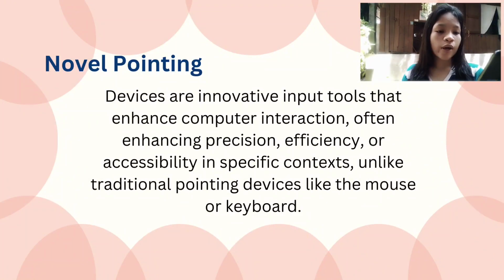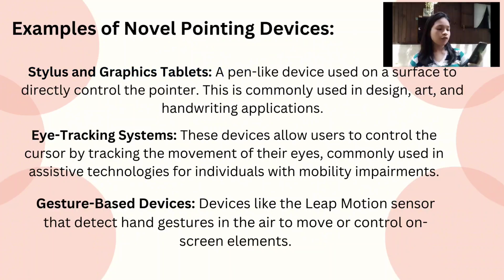These devices offer new ways of interacting with computers or digital systems, often designed to improve precision, efficiency, or accessibility in specific contexts. So here are examples of novel pointing devices. First, stylus and graphic tablets, a pen-like device used on a surface to directly control the pointer. It is commonly used in design, art, and handwriting applications.